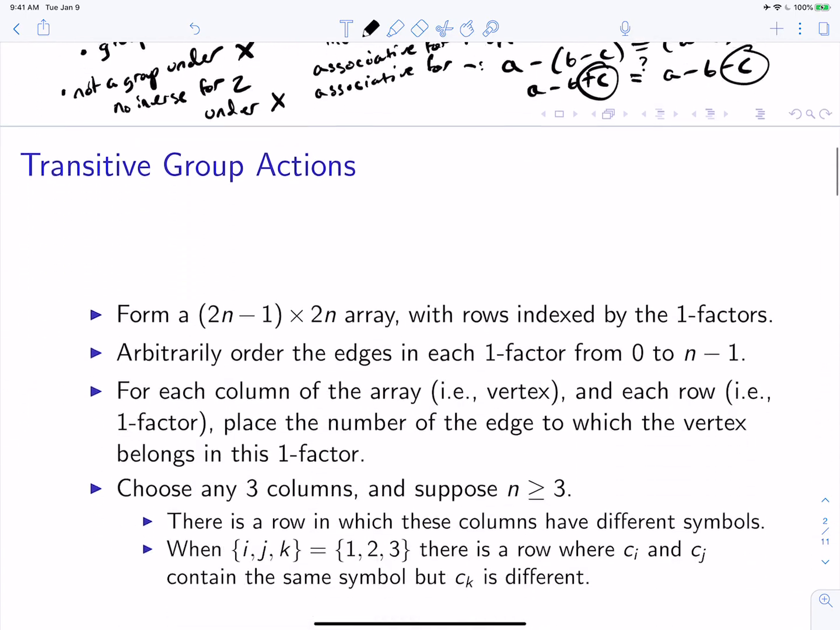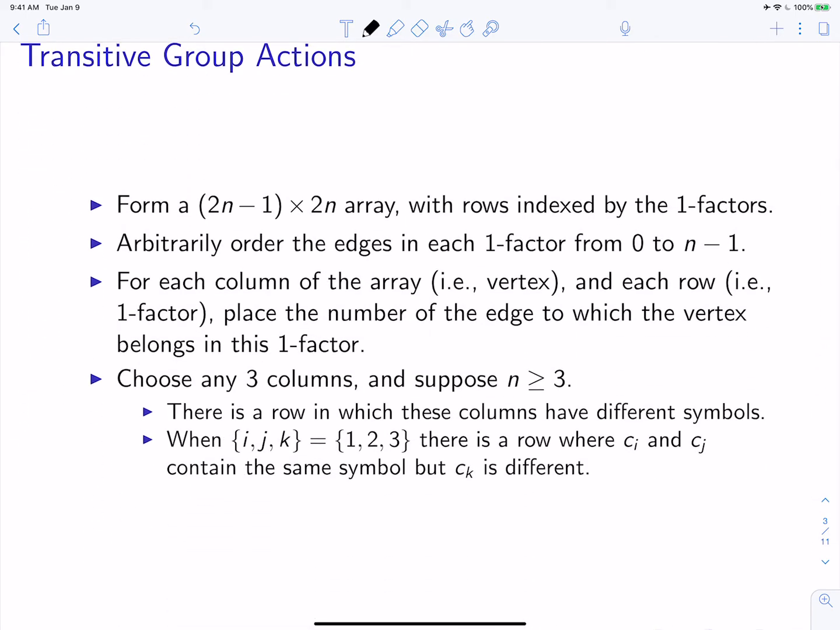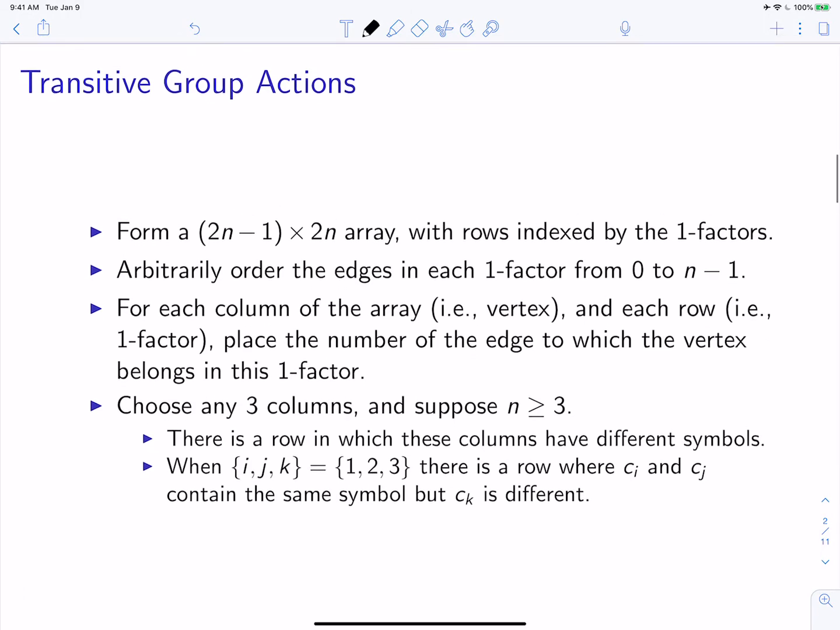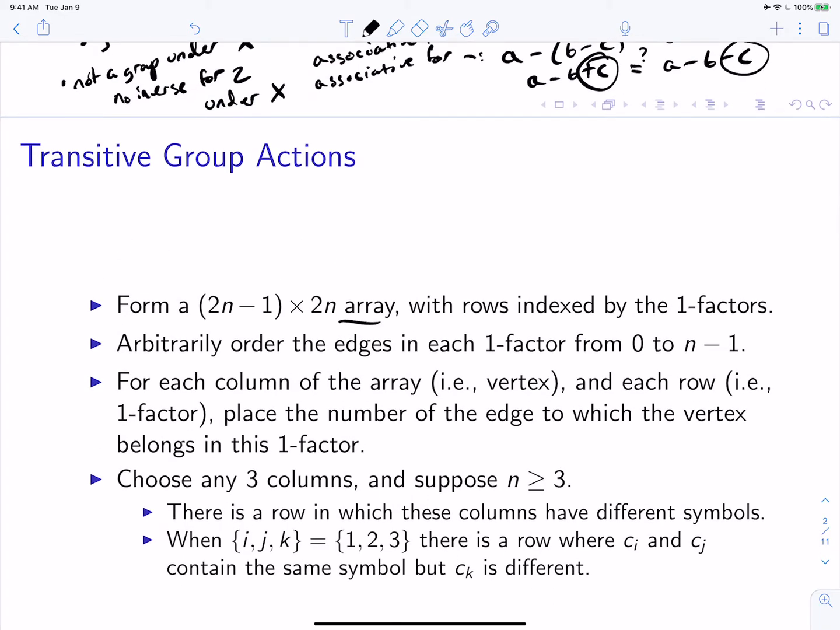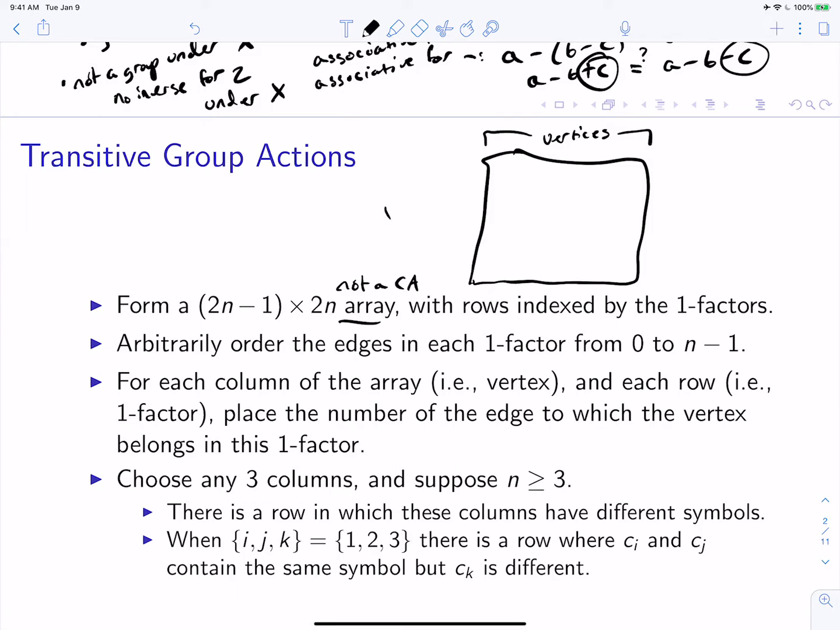So why are one factorizations useful? The basic idea is that they allow us to make covering arrays. The first part of this is to form an array. This is not a covering array, but it will help us get one later. Here the array is almost a square array. What we have are the vertices denoted by the columns, and the one factors are going to be the rows of this array.